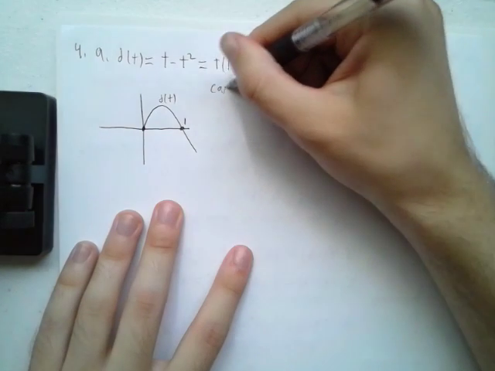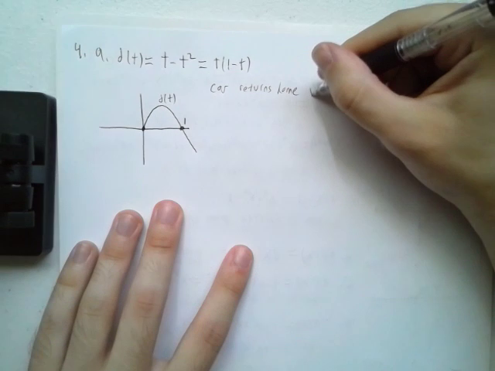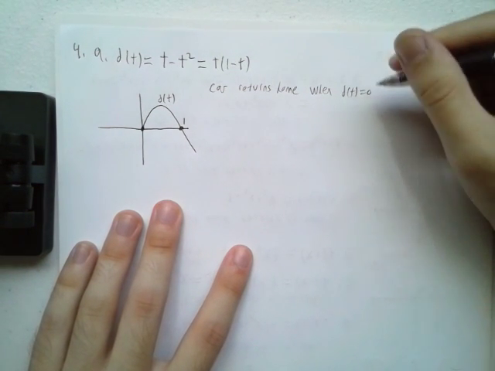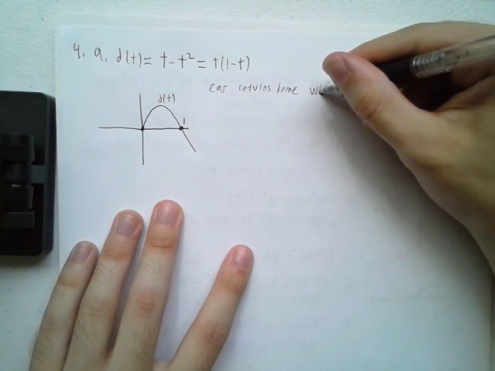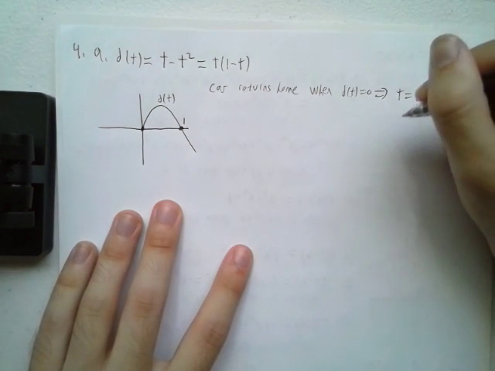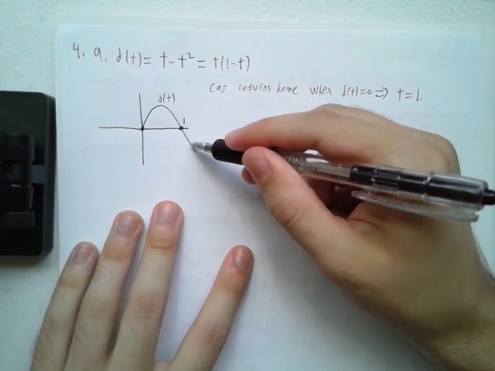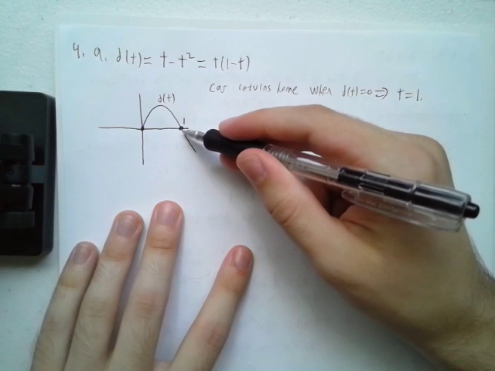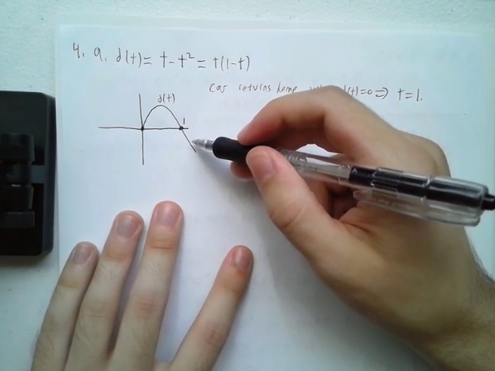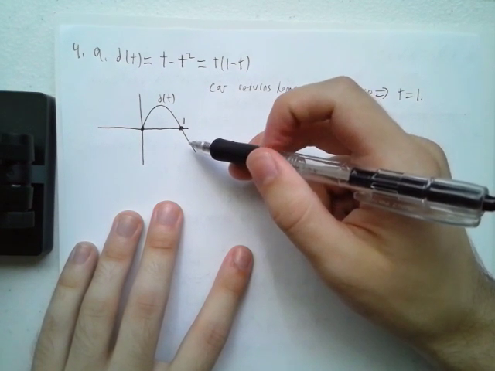So the car returns home when d of t equals 0, which implies t is equal to 1. And so after t equals 1, the distance from home becomes negative, but of course distance cannot be a negative number, so that doesn't really make much sense.